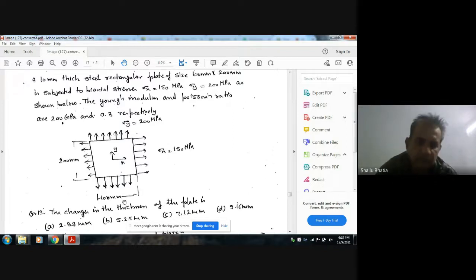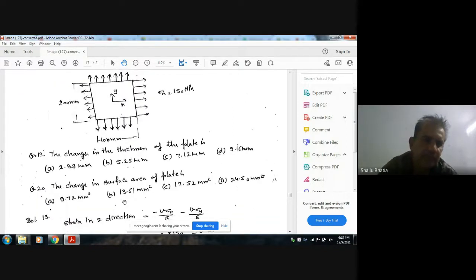The change in thickness of the plate: option A 2.39 micrometer, B 5.25 micrometer, C 7.12 micrometer, D 9.16 micrometer. Second, the change in surface area of the plate: option A 9.72 mm square, option B 13.61 mm square, C 17.52 mm square, and D 24.5 mm square.